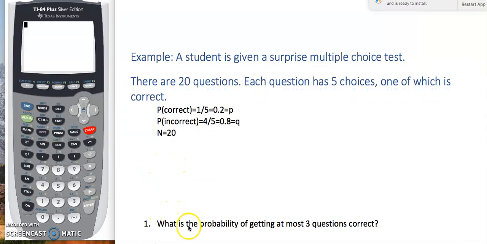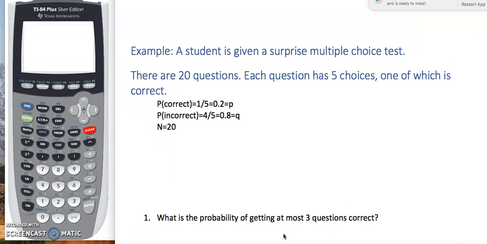So first question, what is the probability of getting at most 3 questions correct? Well, what does at most 3 mean? Remember, in the previous video, we were looking for very precise values, exactly 3 questions, or exactly 7 questions correct. In this, we're not looking for a single number. We're basically looking for what is the probability that I get 0 or 1 or 2 or 3 questions correct. We're going to be adding up multiple probabilities here.